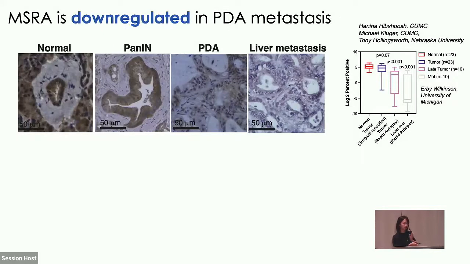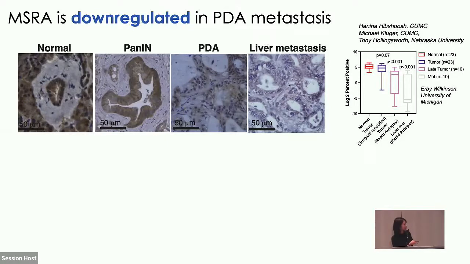And so the first piece of evidence that hinted to us that this may be the case for pancreatic cancer came from a tissue microarray that we built together with our clinical collaborators at Columbia, as well as Tony Hollingsworth, who runs the Rapid Autopsy Program at Nebraska. And here we saw in a panel of patient-derived normal, pre-malignant, malignant ductal adenocarcinoma, and importantly, patient-matched liver metastasis, we saw that there was a very striking stage-dependent decrease in expression of this methionine sulfoxide eraser protein, MSRA.